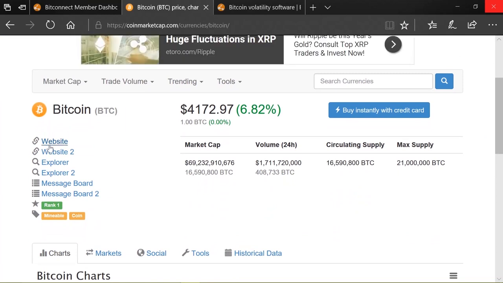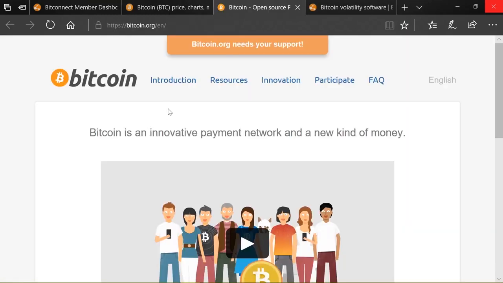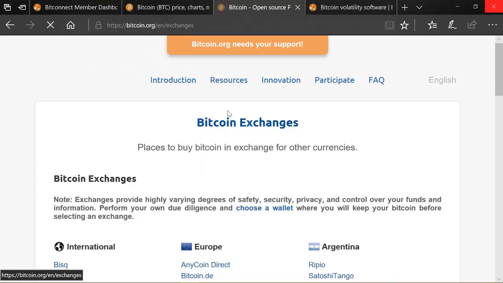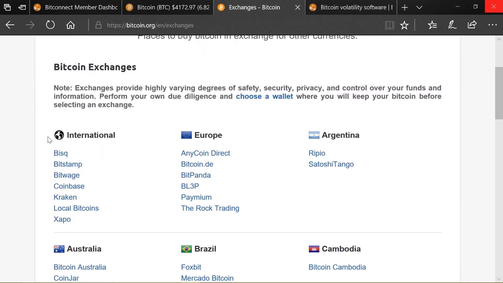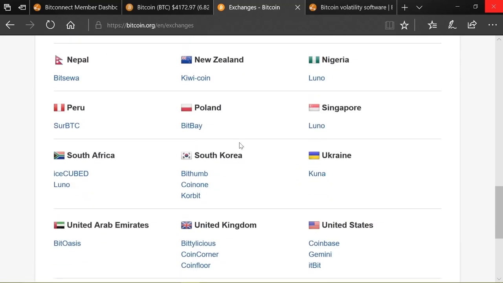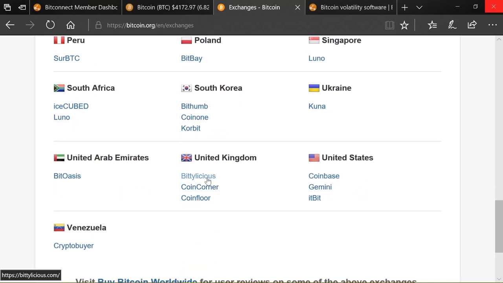If we look at the Bitcoin website, which would be bitcoin.org, and go to resources and then exchanges, Bitcoin actually lists some of the biggies. We have the international section over here, we have European, and then all the others, and there are some for the US and the UK. Some of them I can recommend, many I've used. Coinbase is one of the biggest if you're in the US or Canada.